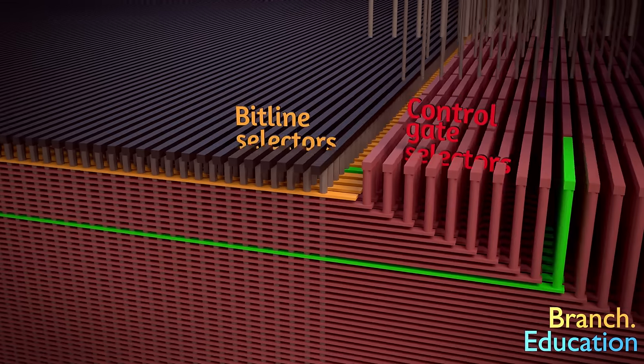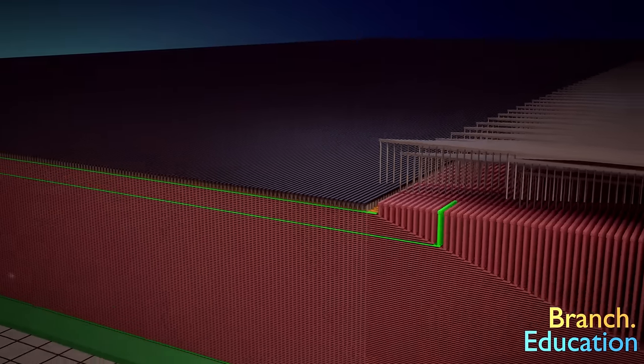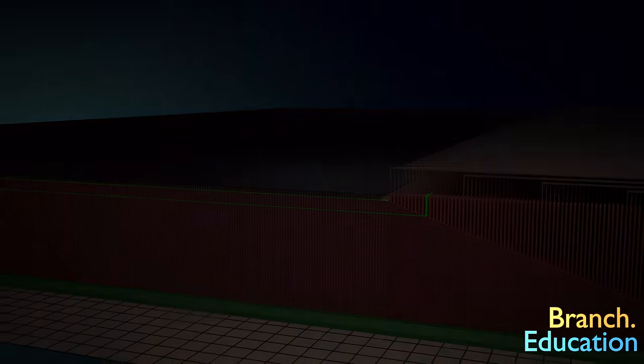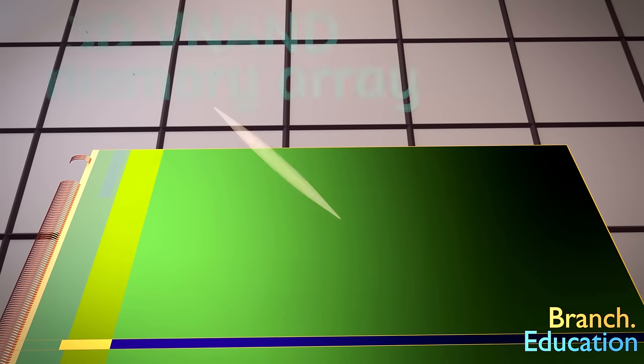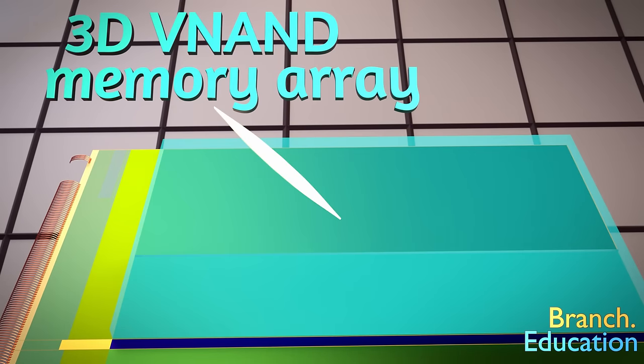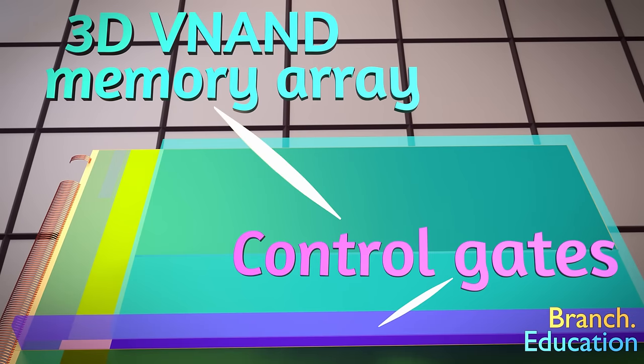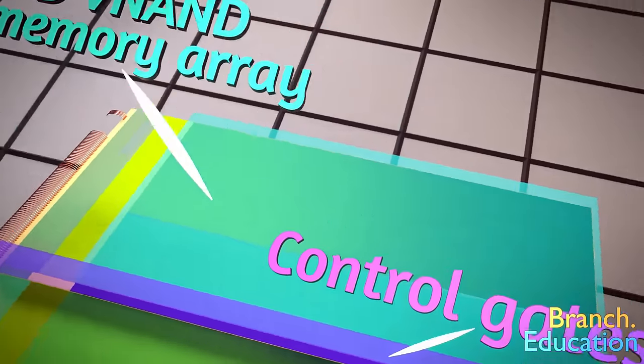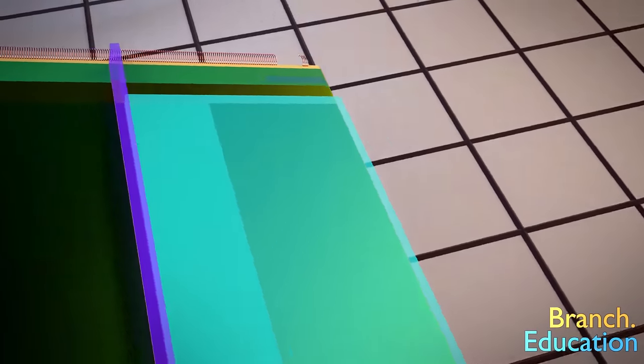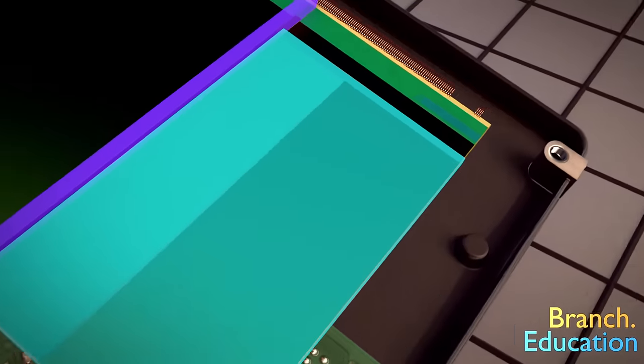We're going to zoom out to the view that we had earlier, where we can see the overall microchip. Here's the 3D array of charge trap flash cells and control gates that we were just looking at. This is a massive layout of memory cells, but engineers didn't stop there.